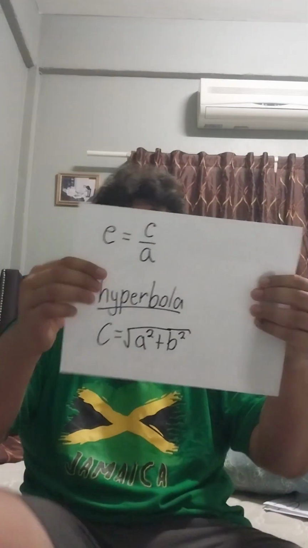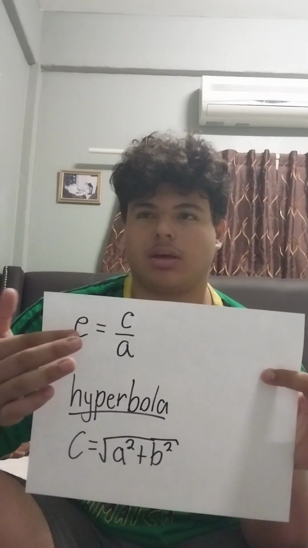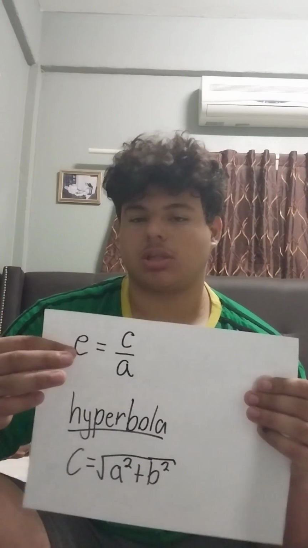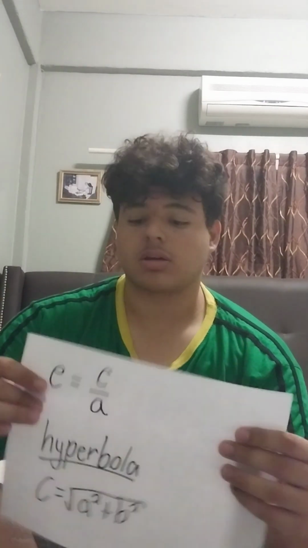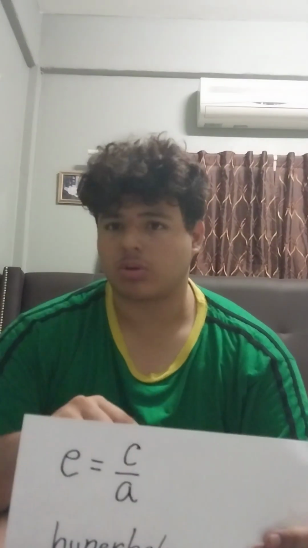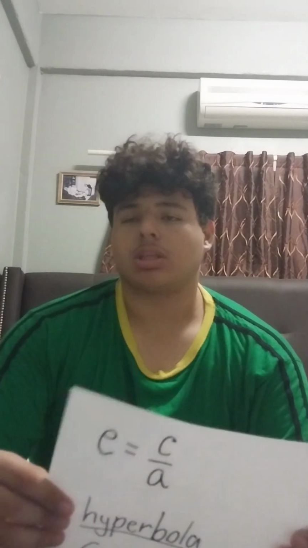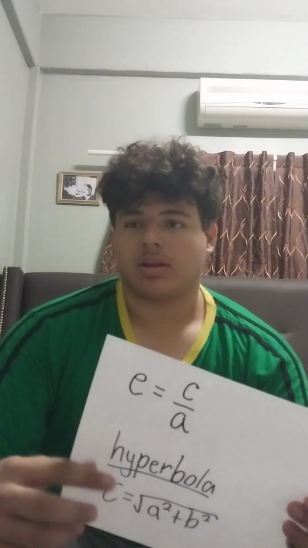So first of all, we're going to start off with the equation of the eccentricity of a conic. So the eccentricity is equal to c, where c is the distance between the origin and a focus, all divided by a, where a is just the distance between the center and a vertex, right?